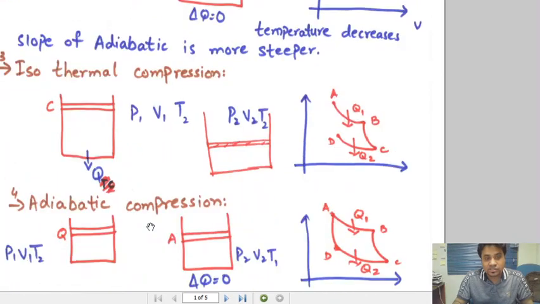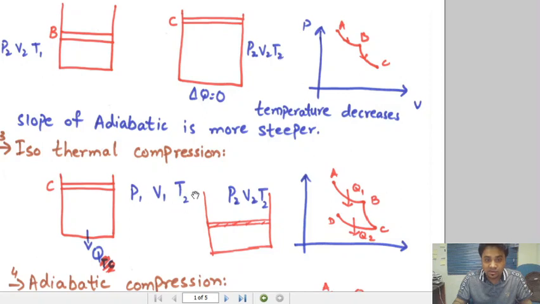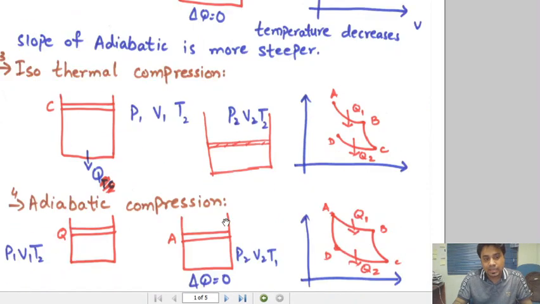The third process is the isothermal compression. That is, the gas is allowed to compress isothermally, keeping the temperature of the gas constant. It started with temperature T2, and it will end with temperature T2. Again, the pressure and volume will adjust themselves to keep the temperature the same. It is again an isothermal process, which is shown here. Since the gas is compressed isothermally, it will reject the extra heat to the heat sink.